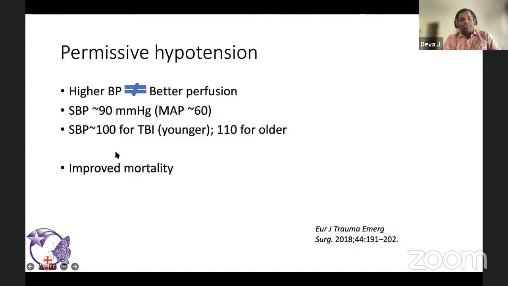A couple of slides on permissive hypotension. Higher blood pressure does not necessarily mean better perfusion. You need to keep this in mind. BP and flow are different. Pressure and flow are different. Higher blood pressure will lead to the clot getting dislodged. So in trauma resuscitation, you have to allow permissive hypotension. We aim for a systolic blood pressure of 90, or as I've been taught, resuscitate to a radial pulse, which means a patient is coming in without a radial, I've resuscitated the patient, and now I can feel the radial. That's good enough. A systolic blood pressure of 90 is good enough. Or if you're following MAP, 60 millimeters of mercury is good enough. If the patient has brain injury, you would aim for slightly higher, 100 or 110 millimeters of mercury. And this has been shown to improve mortality. So permissive hypotension is the other concept that we look at in trauma when we resuscitate.